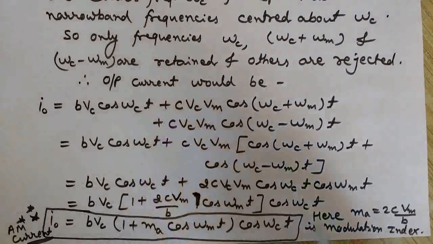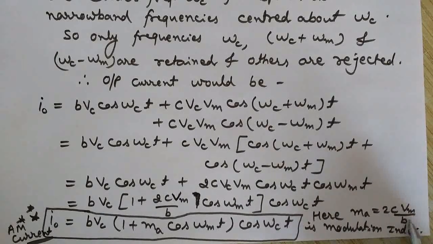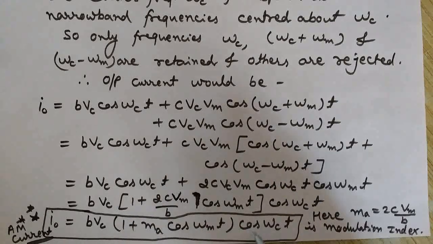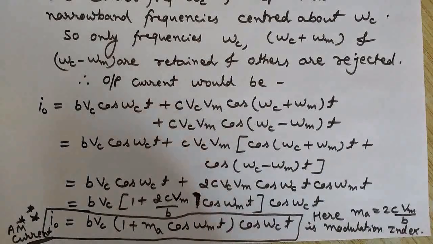This 2CVM by b is nothing but the modulation index, denoted by MA. So write this as MA, the modulation index, and this is the same expression, cos omega m t cos omega c t. So this is the expression for the AM current.